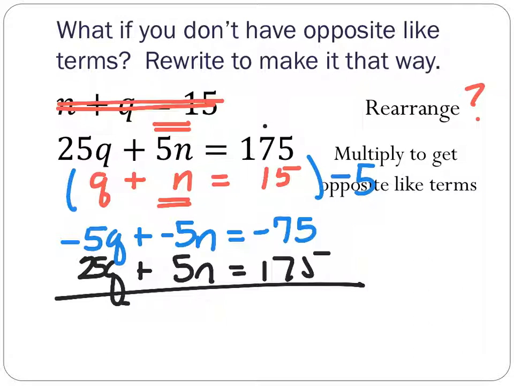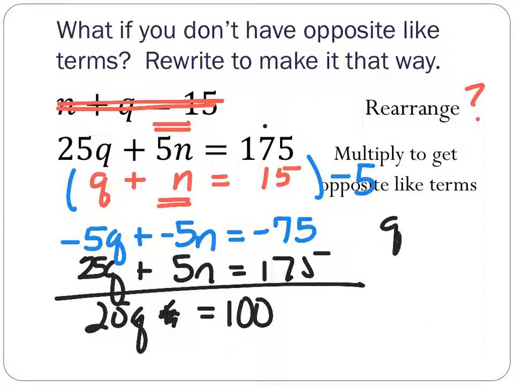I'm going to get 20 q's and no nickels and 100, so 20q, that q would have to be 5. And since I have 5 quarters and I know that there are 15 total, then the number of nickels would be 10.